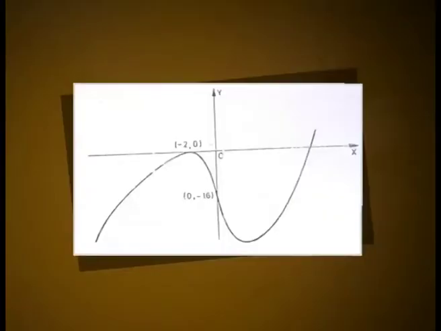Since d²y/dx² changes sign as x passes through 0, the curve has a point of inflection for x = 0, that is at the point (0, -16). The above details enable us to trace the given curve. A rough sketch of the required curve is shown in figure 1. Example 2. Trace the curve y = (x² + 1)/(x² - 1).